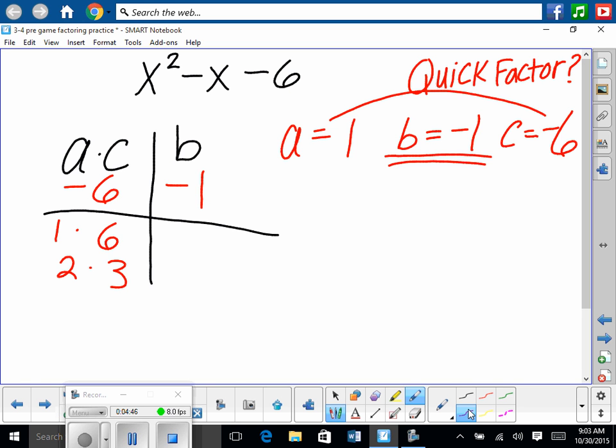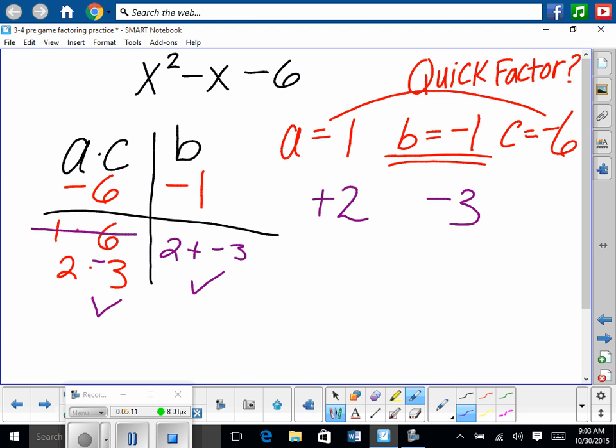How about 1 and 6? No, they can never add up to be negative 1. How about these two? But our negative would need to be with 3. Let's check it. 2 times negative 3 is negative 6? And 2 plus negative 3 is negative 1. So it works in both cases. So our factors are positive 2 and negative 3, right?